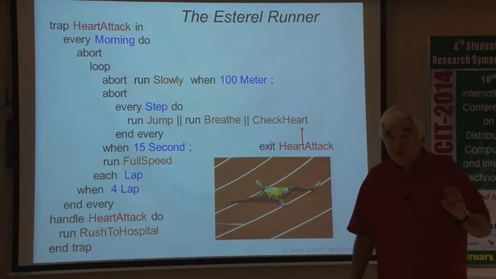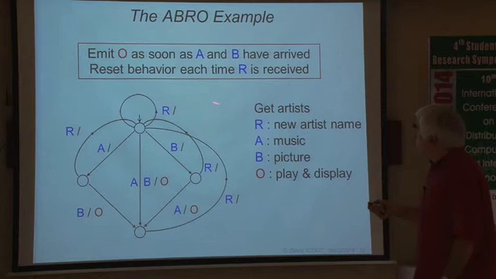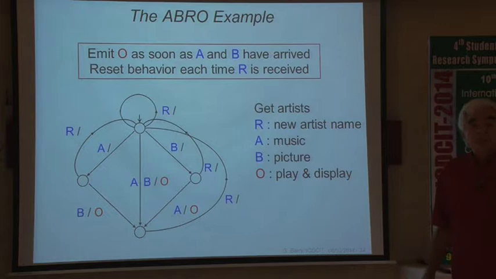Good. Another language is powerful. I'll show you that. This is a very, very common thing. This scheme, for example: I have three inputs A, B, and R, and one output O. Think of R as: I am given a new artist name. A is: I want the music of this artist. B is: I want the picture of this artist.